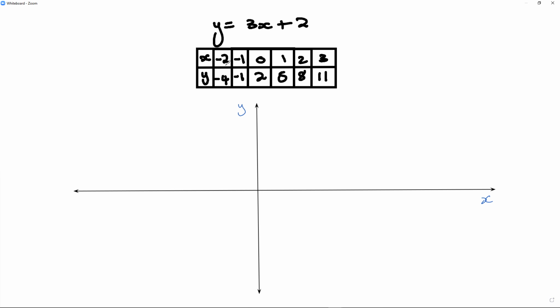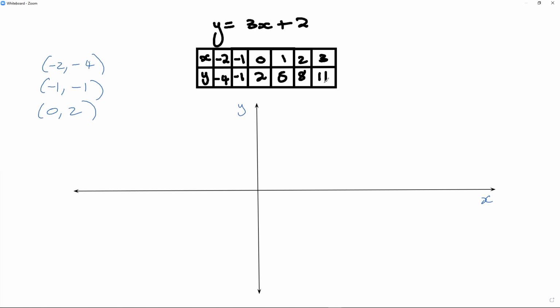Right, so x is equal to -2 and y is -4. Let's grab those two values into a coordinate, (-2, -4). And then let's grab those two, -1 and -1. That one, 0 and 2, etc. So we're going to plot each of these points on the graph.